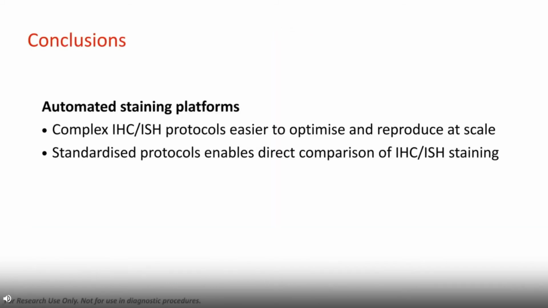So hopefully today I've been able to demonstrate to you the benefit of using an automated staining platform to perform your tissue-based research. By using these platforms, it's much easier to optimize complex immunohistochemistry and in situ hybridization protocols. And once you have an optimized assay, to reproduce this in your large cohort studies at scale. And in addition to using these automated platforms, it makes it much easier to standardize these protocols, particularly with new technologies, and allowing for direct comparison of the new immunohistochemistry and in situ hybridization staining procedures. This means now we can look at identifying rare phenotypes with confidence in these big cohort studies.